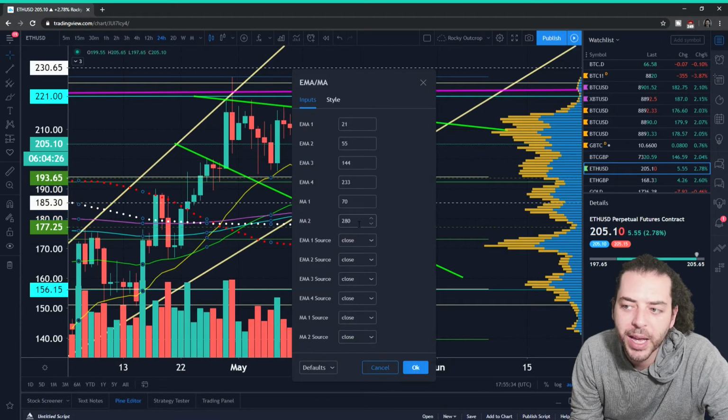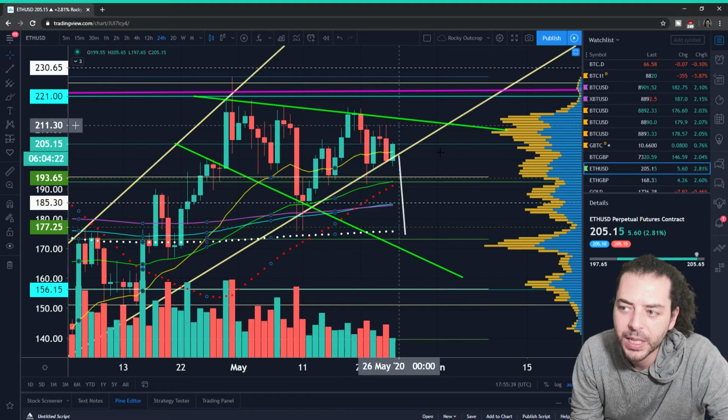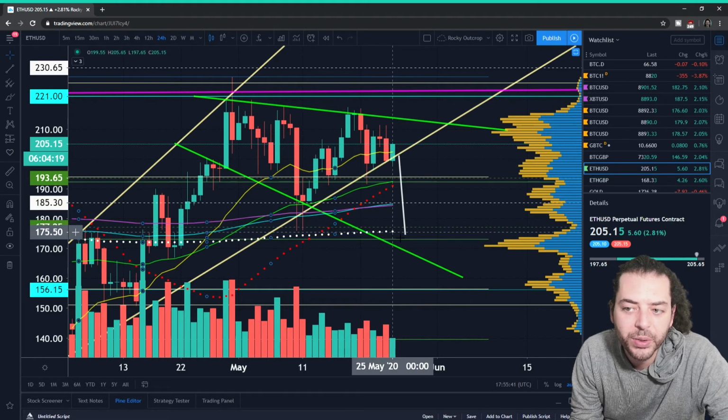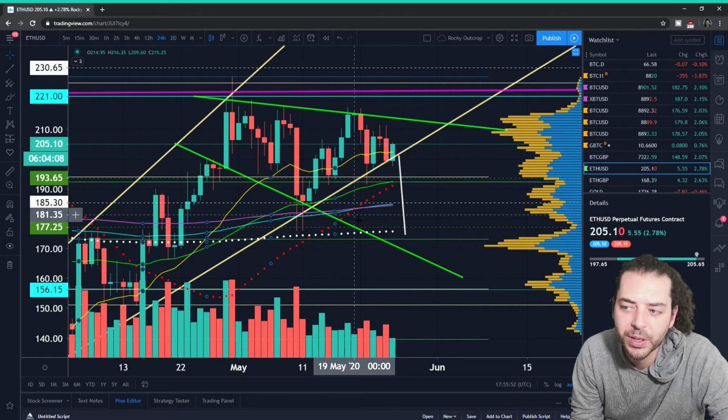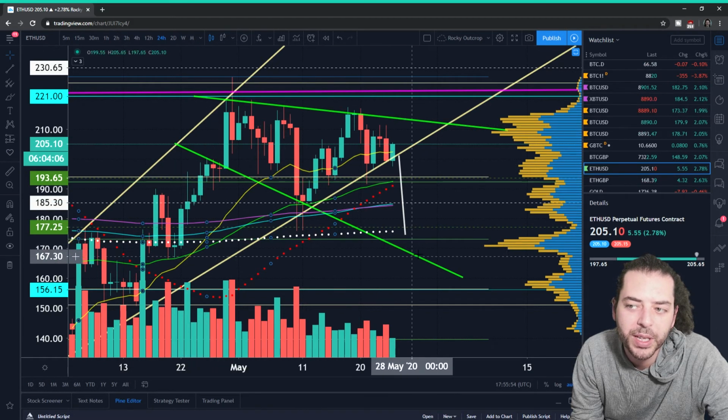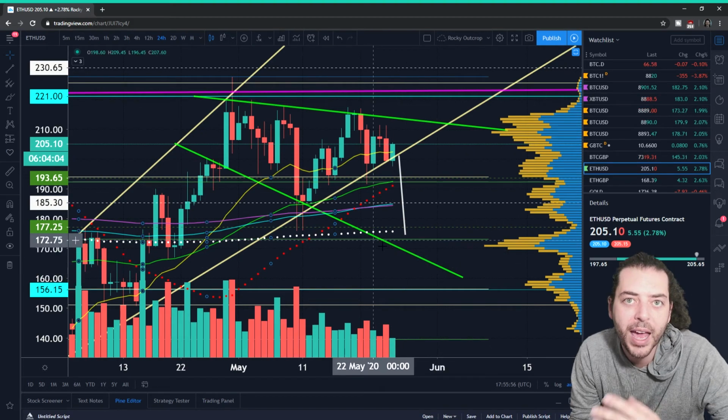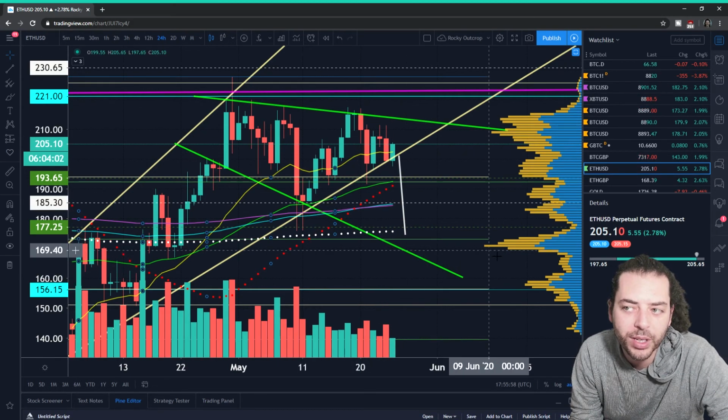Now if I change these back again to 50 and 200, you can see that's also where the 200 simple happens to be on this one. And of course we know as well that the 177 is an area of interest, and all the way down as far as the 160s area, where we could potentially see some sort of turnaround. And then after that, I think that this is a real descending broadening wedge.